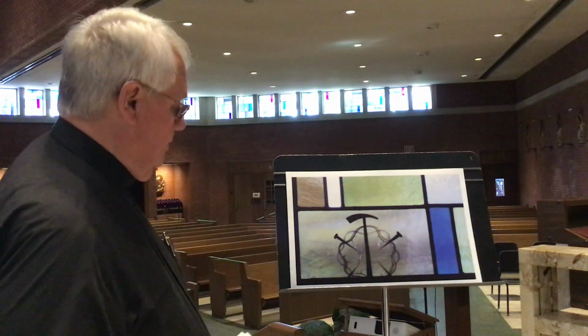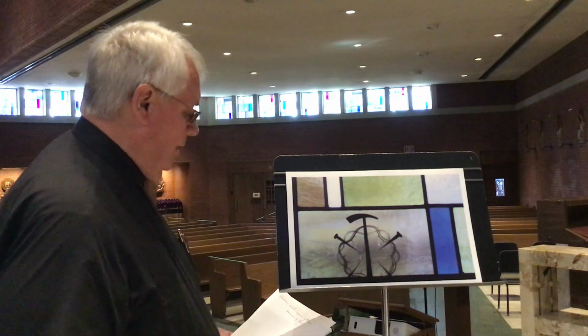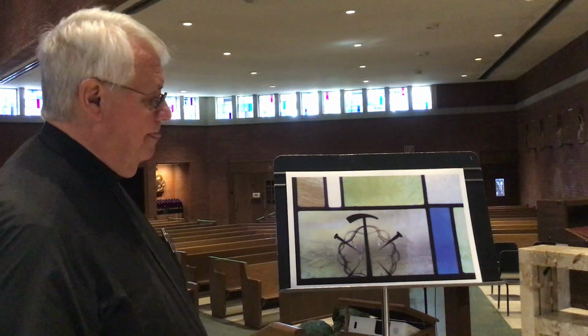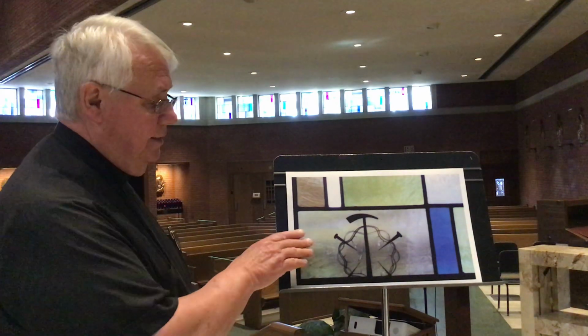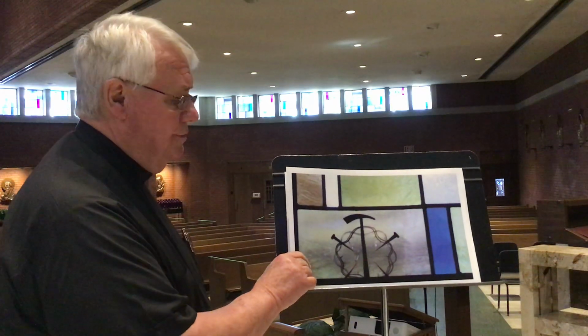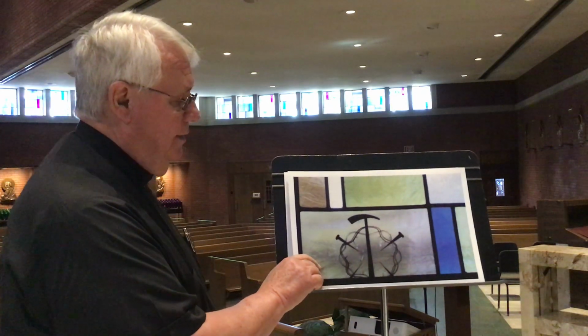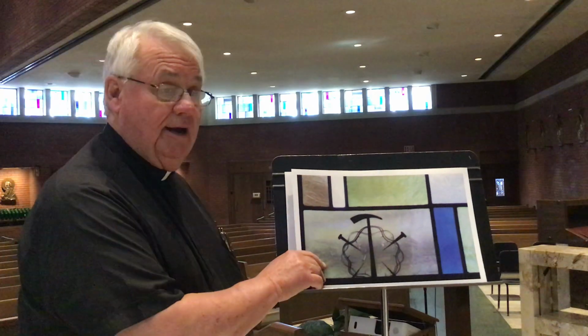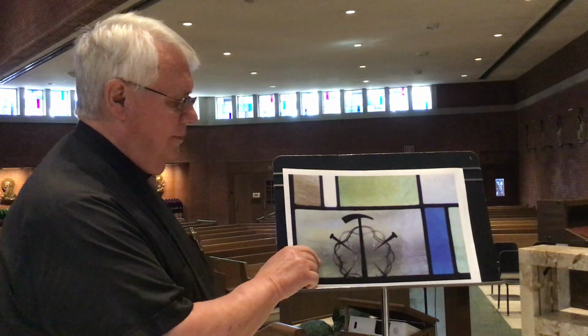The next one is a hammer, nails, and crown of thorns. It depicts, once again, the Passion of Christ and what that means to us as far as the mystery of our salvation. That Christ suffered and died that we might have life. Beautiful depiction.